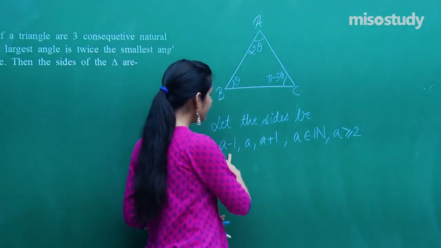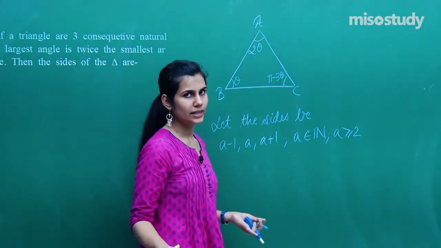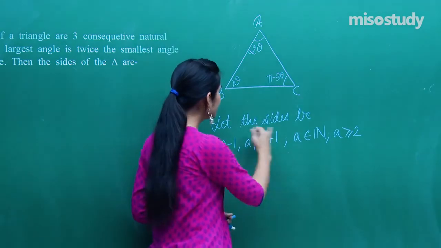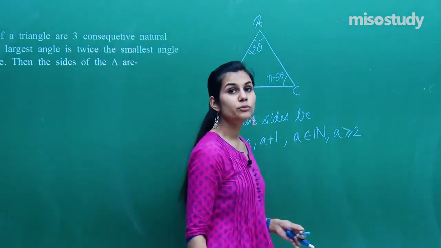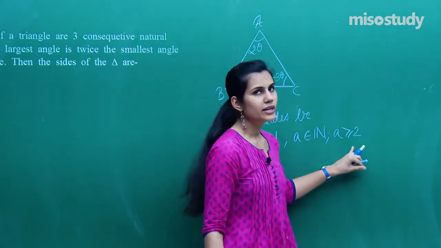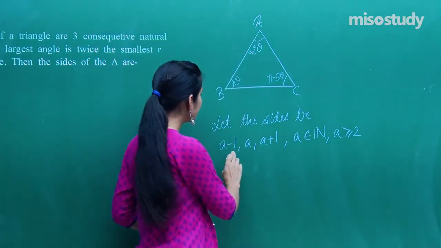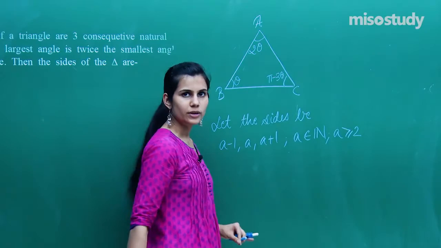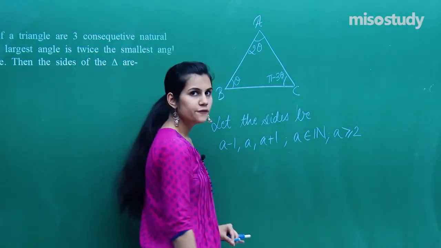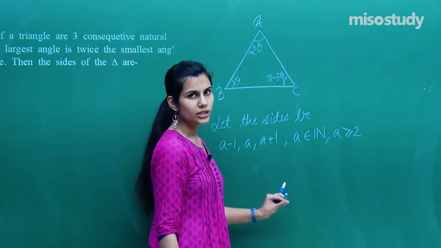Because if a is 1, a minus 1 will be 0, which is not a natural number. So to confirm that all three are natural numbers, for them to be the length of the sides, a has to be greater than or equal to 2. And all these are natural numbers. That is why I have taken a minus 1, a, a plus 1: 3 consecutive natural numbers are the three sides.